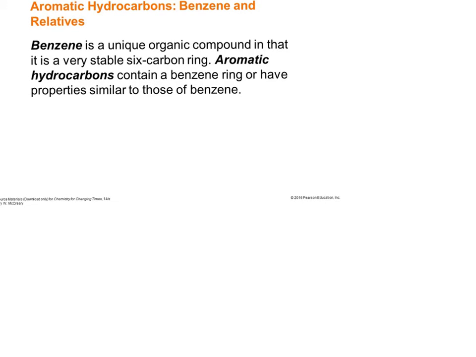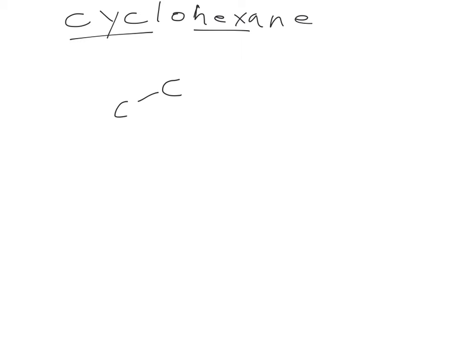The best way to explain benzene and to talk about benzene is to take a look at cyclohexane. If I have cyclohexane, then I have a 6-member carbon ring. And on that 6-member carbon ring, I have 2 hydrogens attached to each one of my carbons.